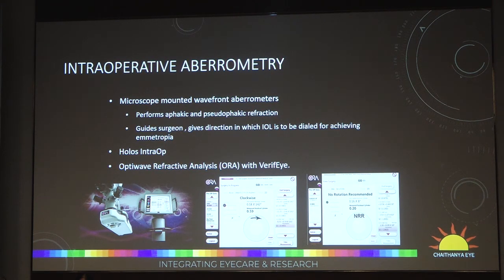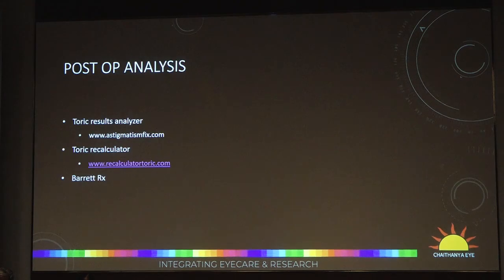And there is also intraoperative aberrometry, which performs an aphakic and pseudophakic refraction on the go while you're operating. The ORA with Verify is the one that is popular. Holos Introp, I do not think is manufactured anymore. And it guides the surgeon, giving the direction in which the IOL has to be dialed during surgery to achieve emmetropia. Post-op analysis is important.